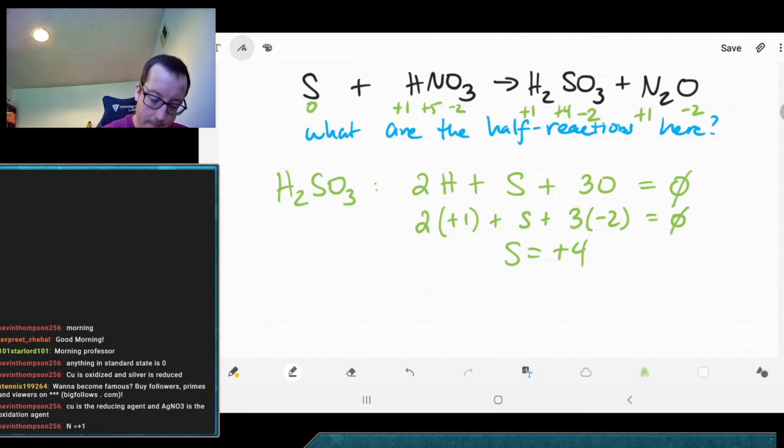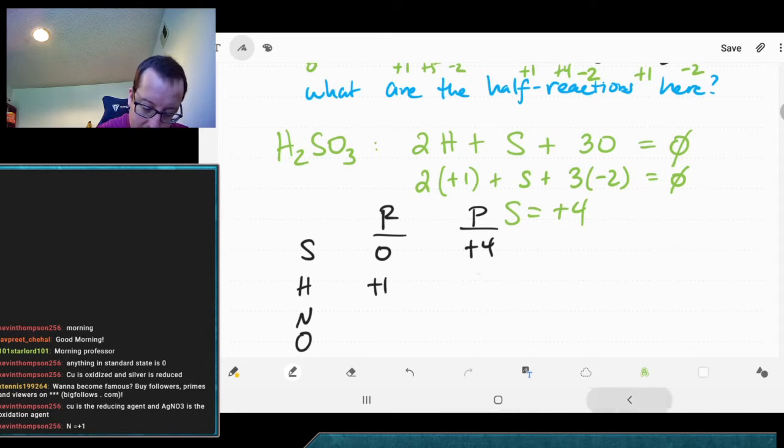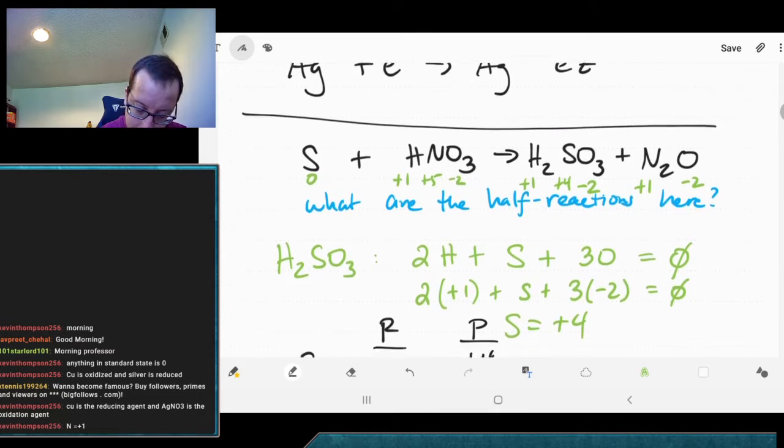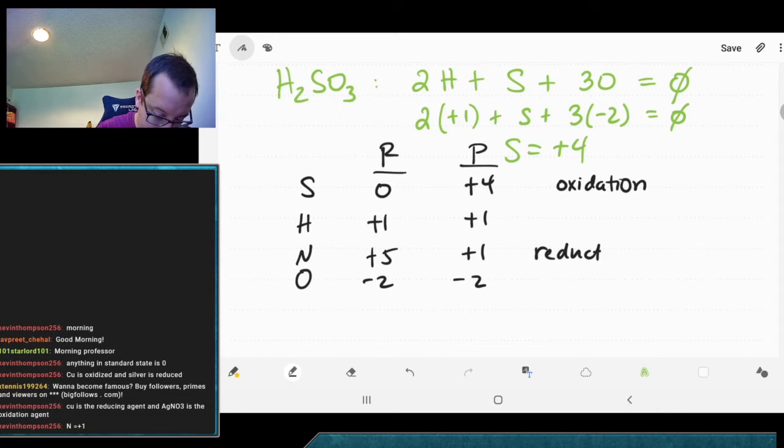So if we look at this overall, we've got our reactants and products. We have sulfur going from 0 to +4, hydrogen +1, +1. Nitrogen was +5 to +1, and oxygen stayed the same. So we can see here that the oxidation, the losing of electrons, is the sulfur. Sulfur is being oxidized. And we are going to end up with the reduction here as a result.